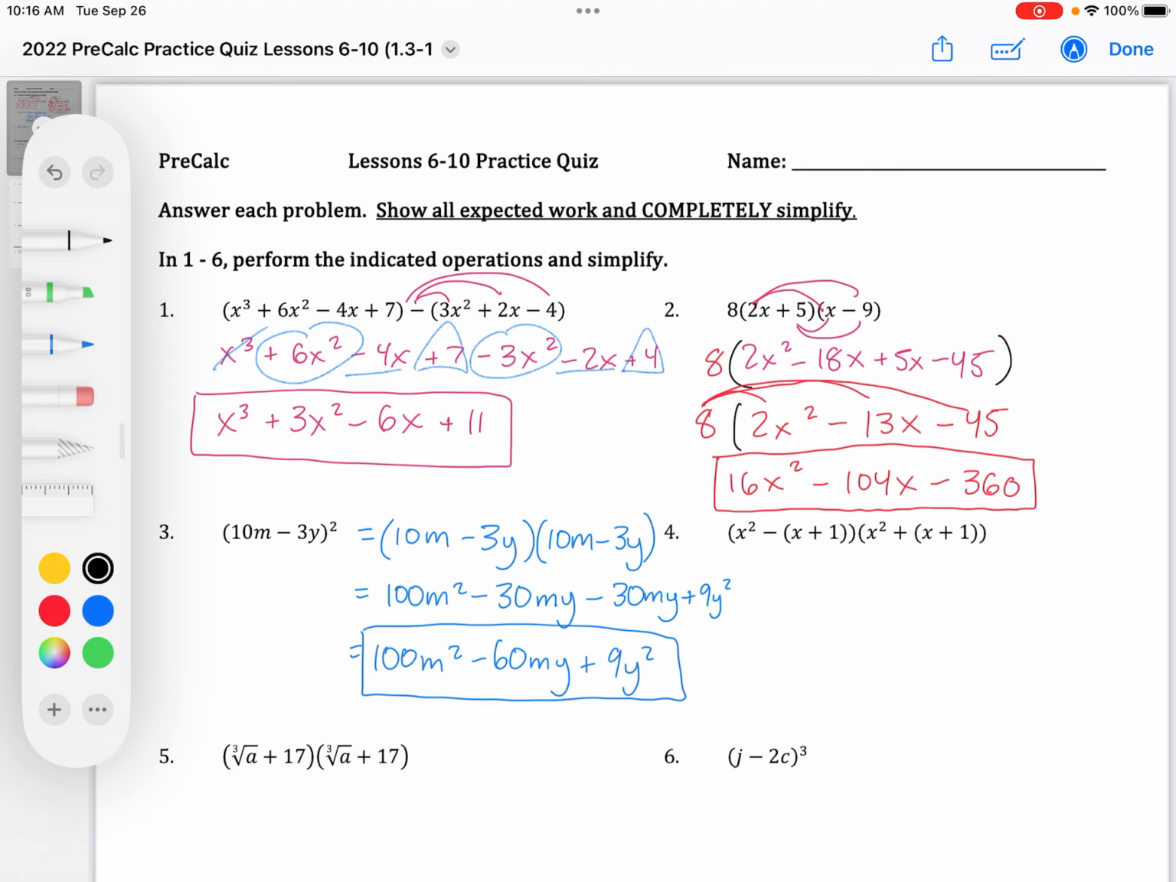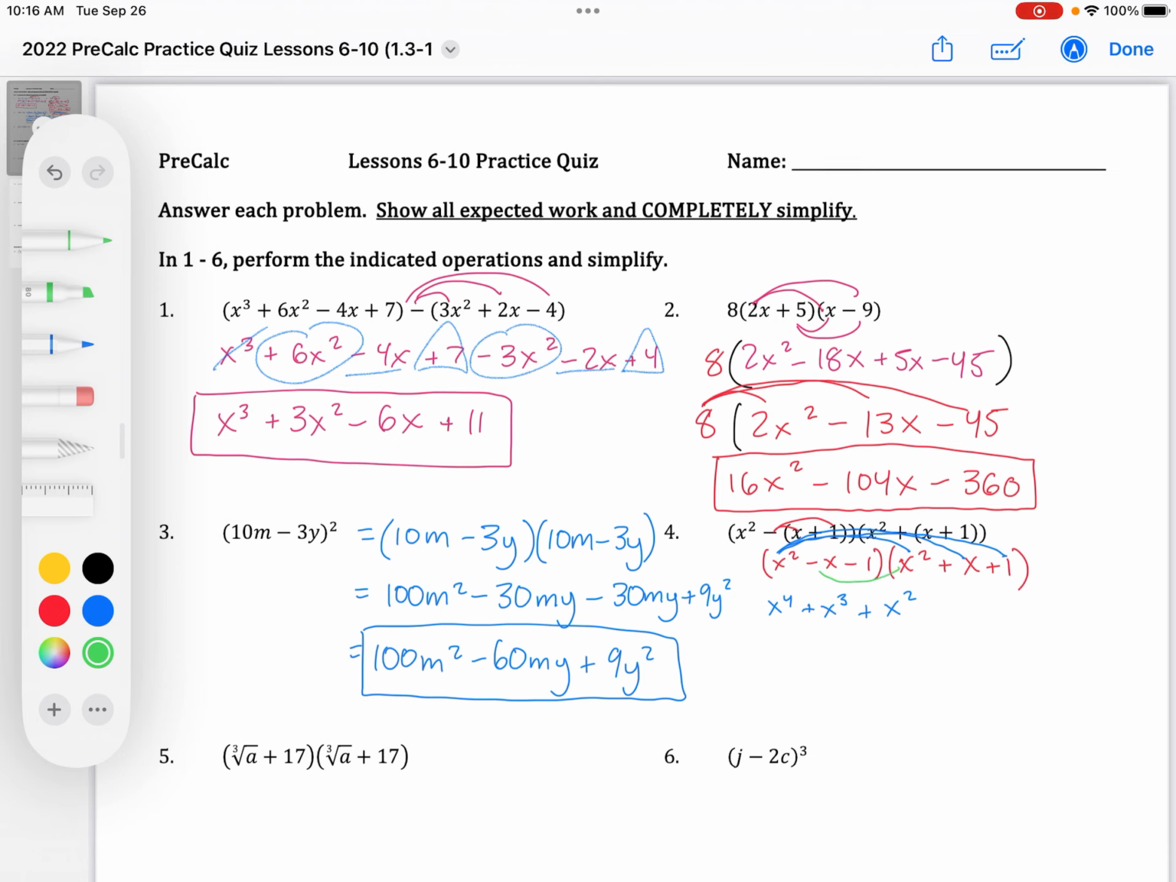All right, this next problem, I'm going to do it the long way because that's probably what most of you guys are used to. So first, let's distribute this negative here. Make this x squared minus x minus 1. And then since this is just a plus in the second parentheses, we can just drop the parentheses around the x plus 1. So now if we start distributing, x squared times x squared is x to the 4th. x squared times x is plus x cubed. x squared times 1 is plus x squared.